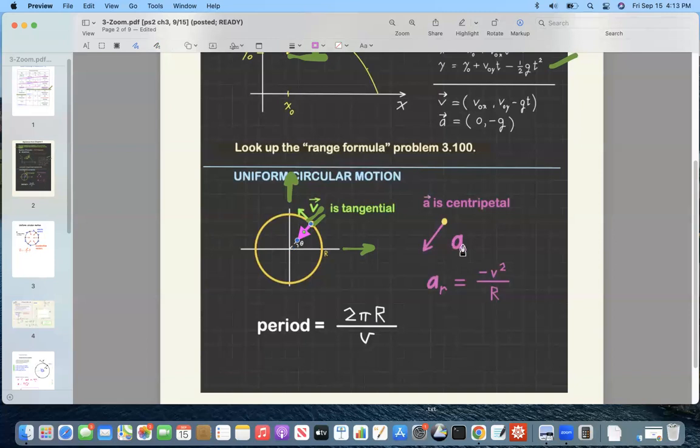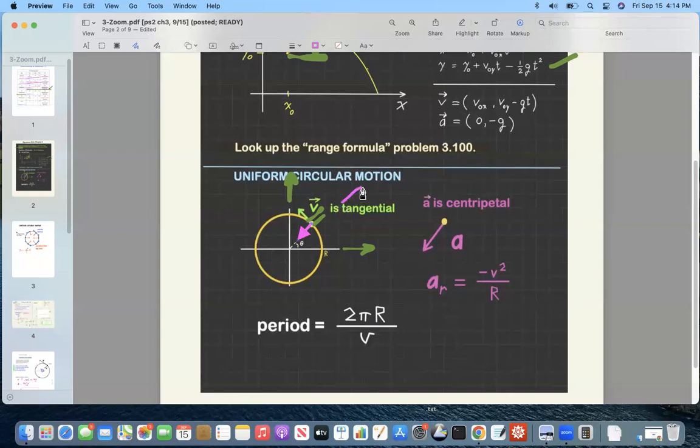We use the word centripetal to describe the direction towards the center of a circle. Centripetal is just a fancy Latin type of word, which means towards the center of the circle. So that's the direction. If the velocity is tangent, the acceleration is perpendicular to the velocity. It's centripetal. Well, that's the direction. What about the magnitude? Because a is a vector. Well, negative v squared over r is the acceleration in the radial direction.